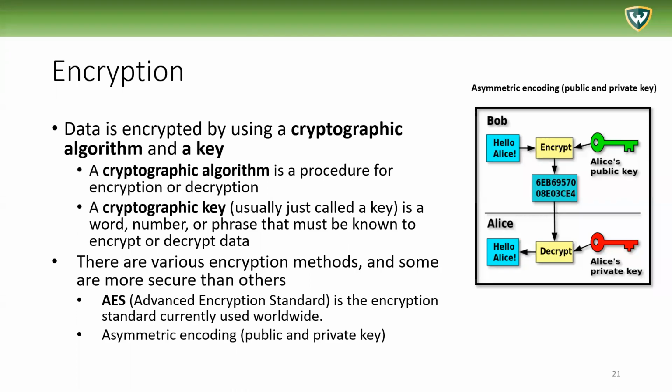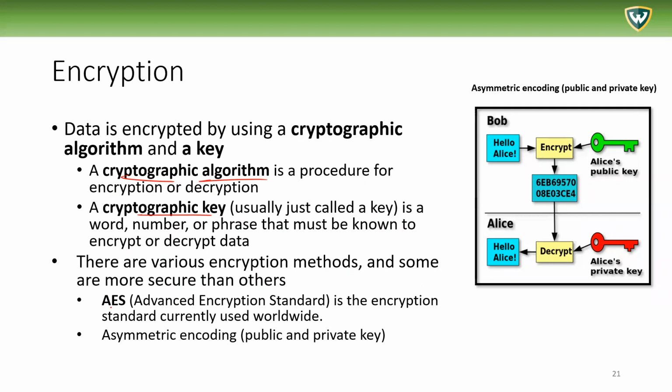In encryption processes, data is encrypted by using a cryptographic algorithm and a key. The point here is to highlight that there is an algorithm, or computer program or process, for the encryption, and a key, which is kind of like a password, a word, number, or phrase that must be known to encrypt or decrypt the data.